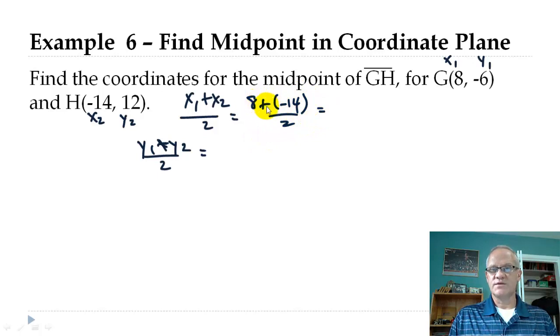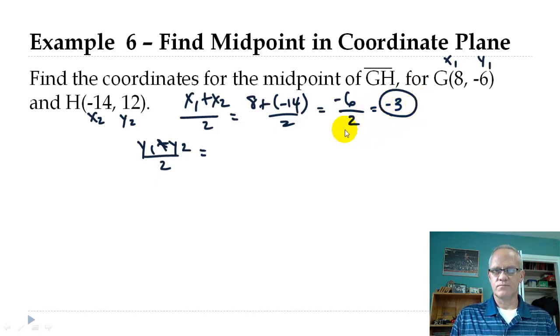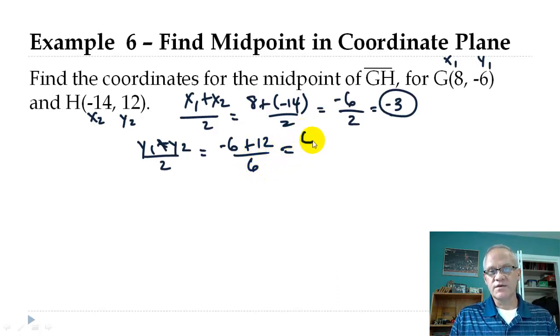And so 8 plus a -14 would be a -6 divided by 2. And that will give me a -3. And then on the y's, again, we can just do a -6 plus 12. So in other words, 12 minus 6 is 6, divided by 2. And so that's going to be a +3.